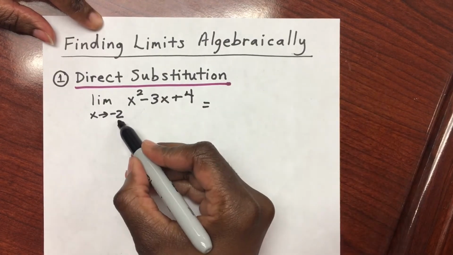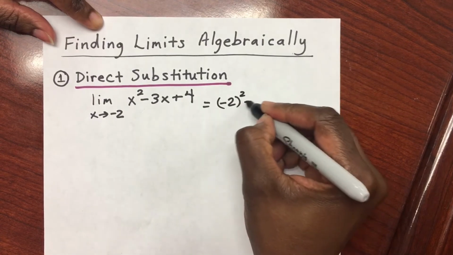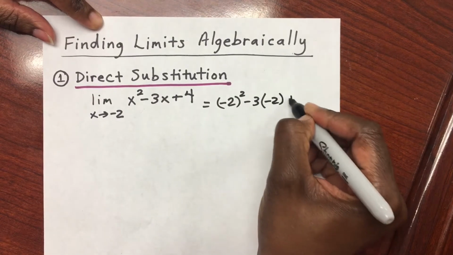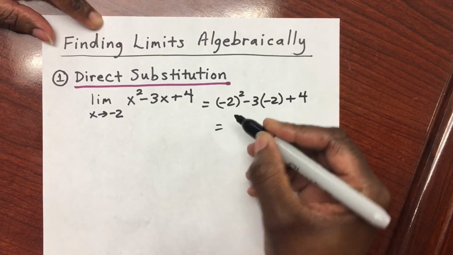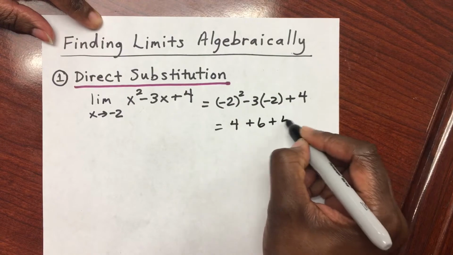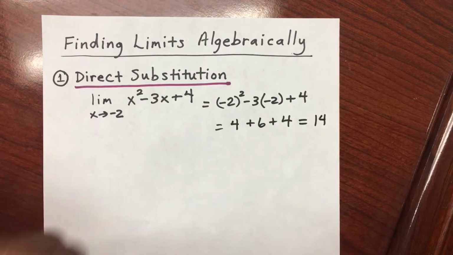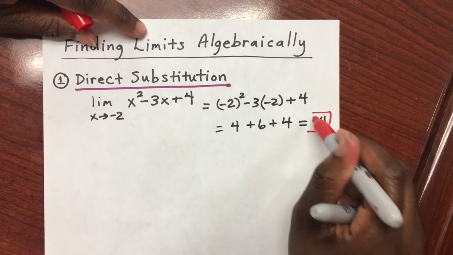We just substitute -2 into the expression. It's -2 squared minus 3 times -2 plus 4. The answer, using order of operations, is 4 plus 6 plus 4, which equals 14. And that's our answer.